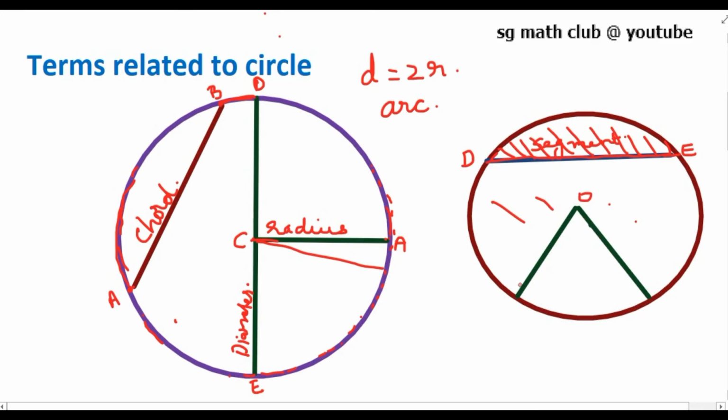Now you can see one more part here. This we call as sector. So the difference between segment and sector is that segment means the region enclosed by the chord and the arc, whereas the region enclosed by the arc and the 2 radii of the circle, you can see the arc here, that is called as sector. So these are the terms related to circle.